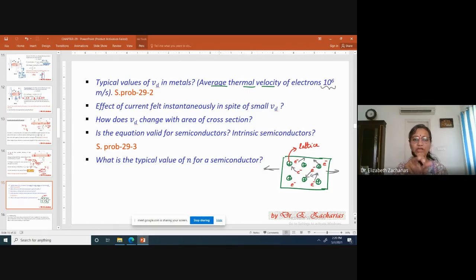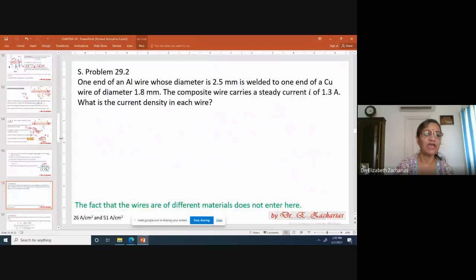So our starting point will be what is typically the drift velocity. Drift velocity is not the same as random thermal velocity. Any doubts? No, ma'am. Okay. So please study.